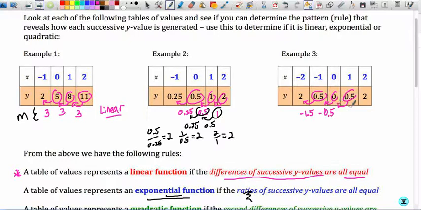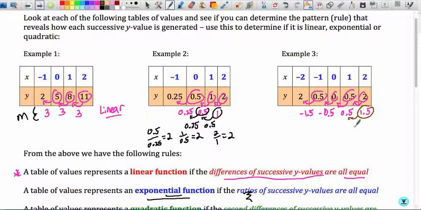0.5 minus 0 is going to give us 0.5. 2 minus 0.5, 1.5. And what you can see very clearly is that the answers in this case, the first differences, are not the same. So we'll repeat the process.